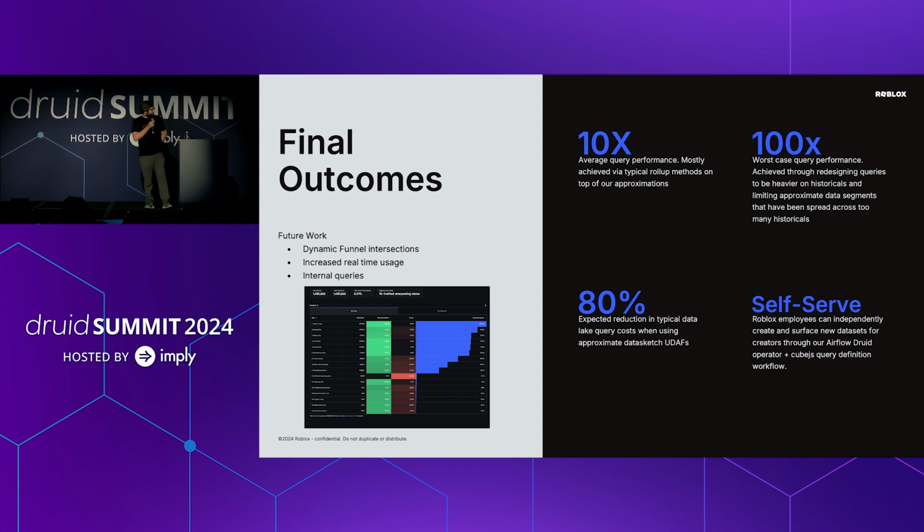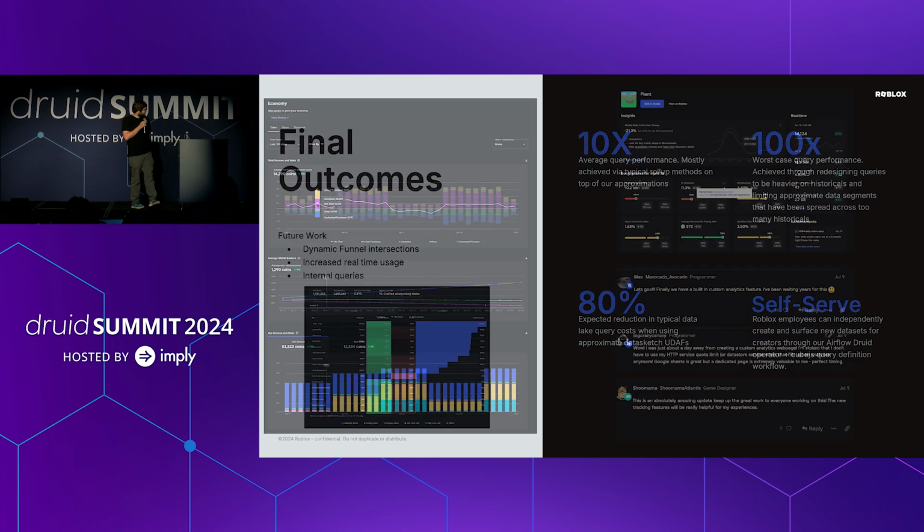Roblox employees can create and surface these new data sets through different PR workflows and our Airflow Druid operator. We also, just yesterday, actually released tooling, our user-defined aggregate functions that we use for Spark and Trino, which can be found on github.com/roblox/data-tools. And those are available for use. We just wanted to publish how we use them, along with some Druid workflows showing how we work with these approximate data structures.